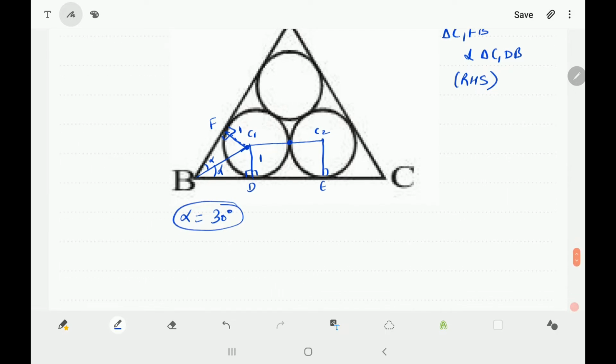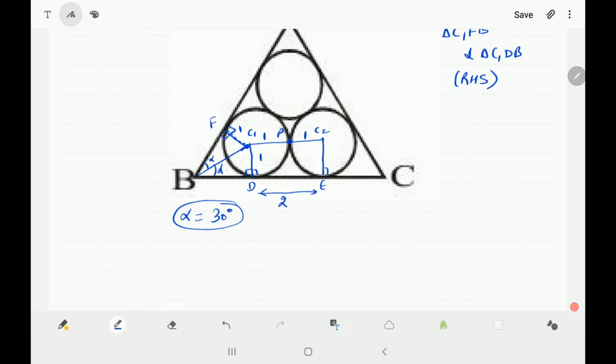So is it clear now? We have a radius, say C1P. C1P is a radius only. This is 1 unit and this is 1 unit. Because C1, C2, ED is a rectangle, DE will be 2 units.